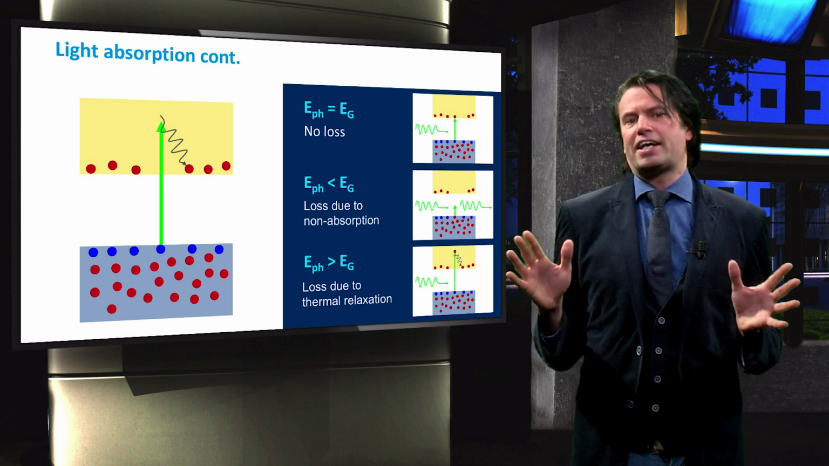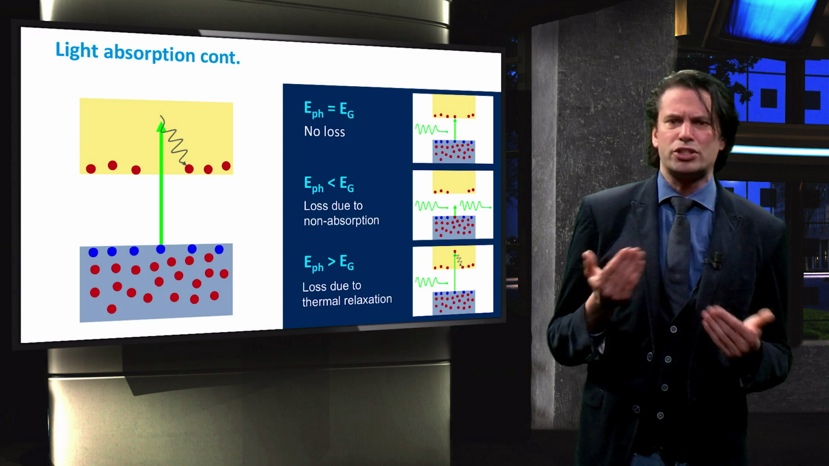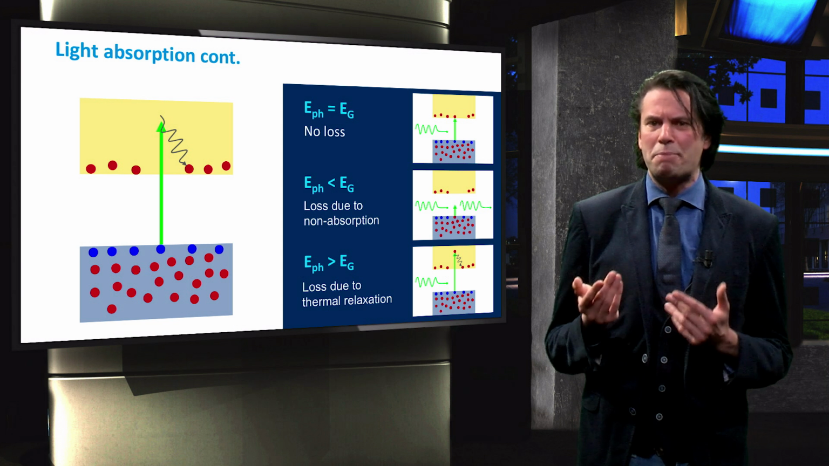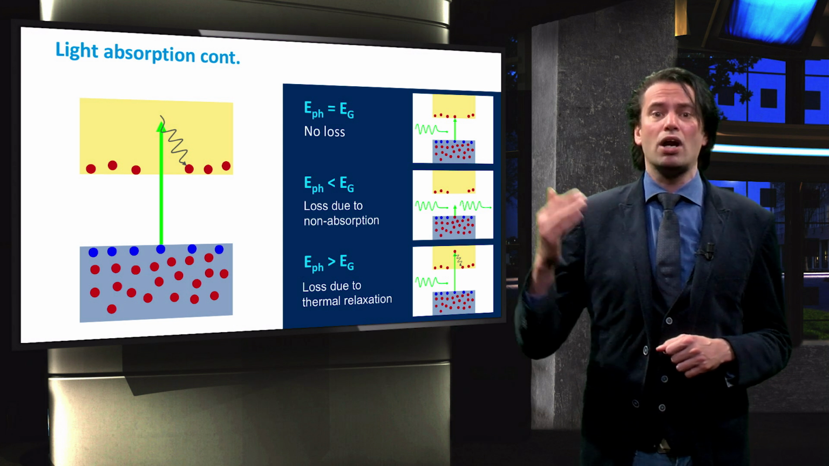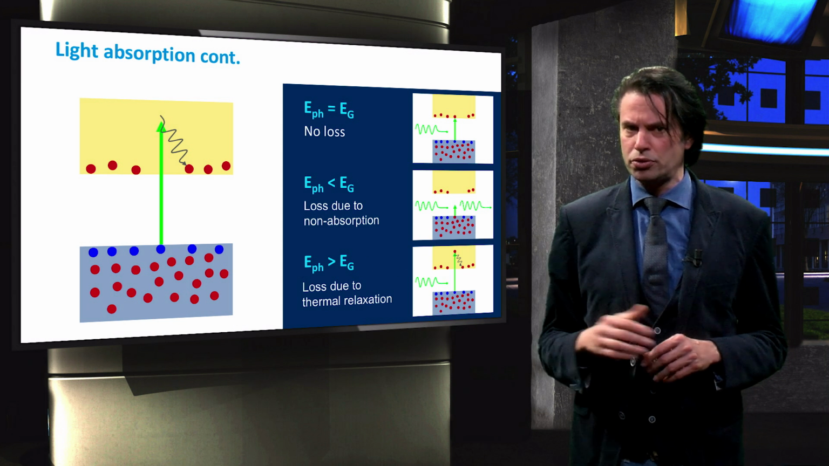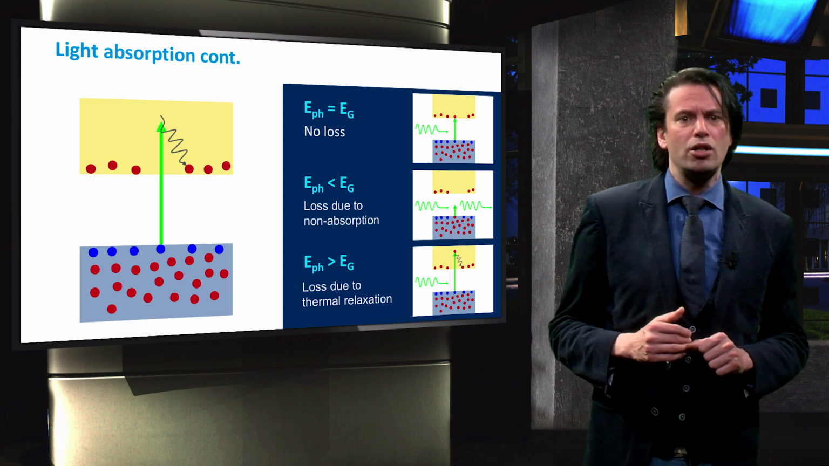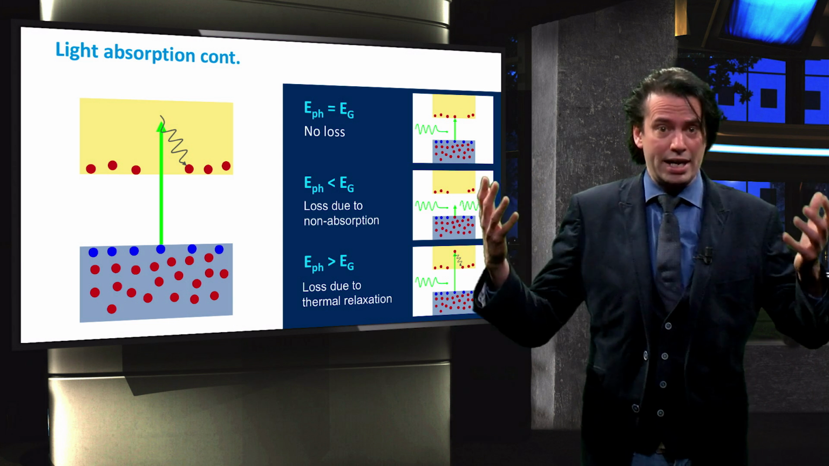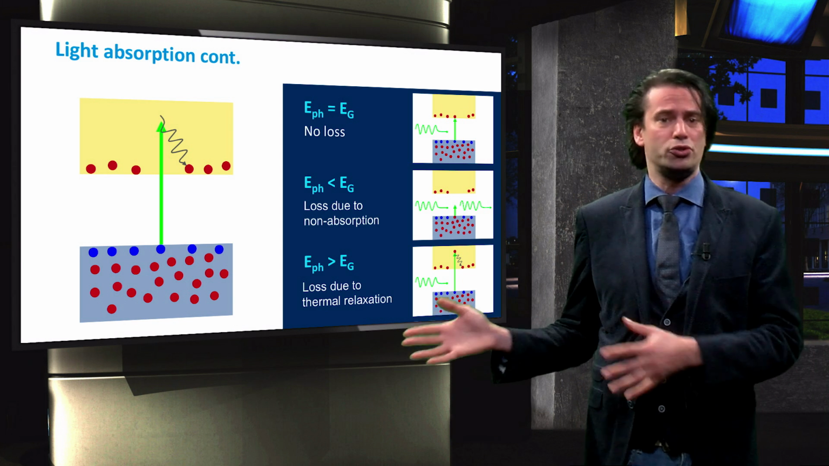From these two effects, non-absorption and thermalization, we can see that there is a trade-off when selecting the band gap of a solar cell. If the band gap is too large, much of the solar spectrum will pass through the solar cell due to non-absorption. If the band gap is too small, the solar cell will indeed absorb a lot of light. Much of the energy of that light, however, will be lost due to thermalization.